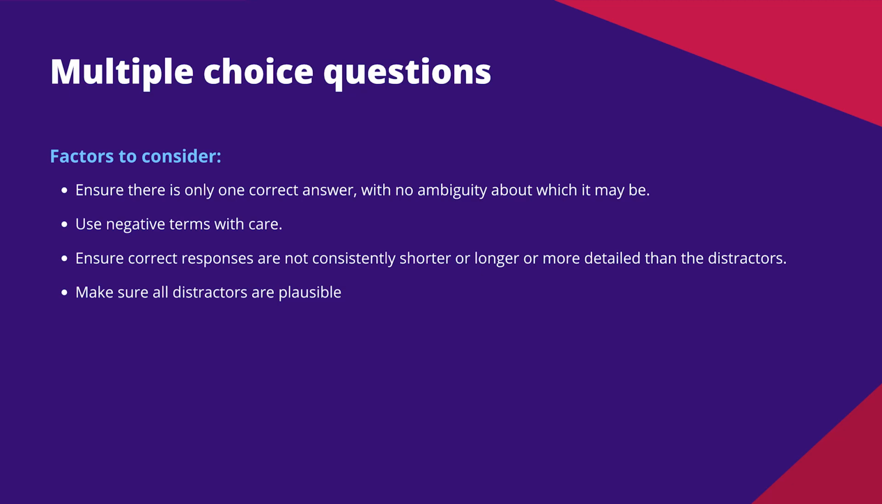using negative terms, i.e. not, with care and avoiding double negatives, ensuring that correct responses are not consistently shorter or longer or more detailed than the distractors, and finally, making sure all the distractors are plausible. Research suggests that the plausibility of the distractors is more important than the number of options available. A plausible distractor is one that cannot be eliminated by a student that lacks the relevant subject-specific knowledge.